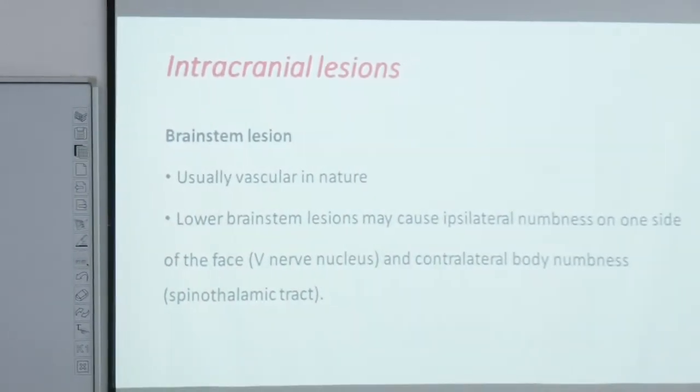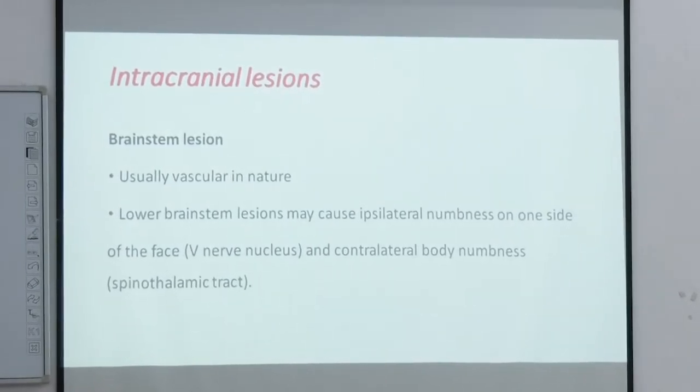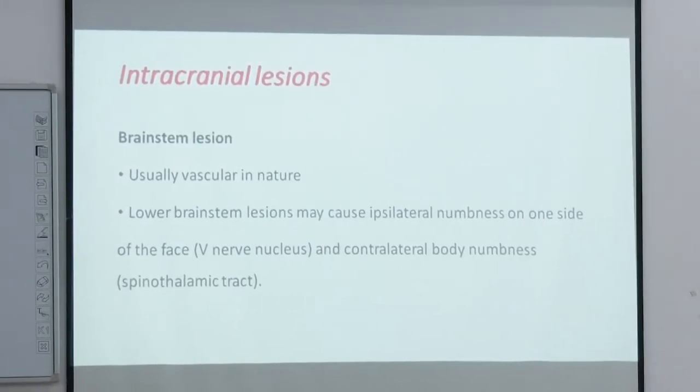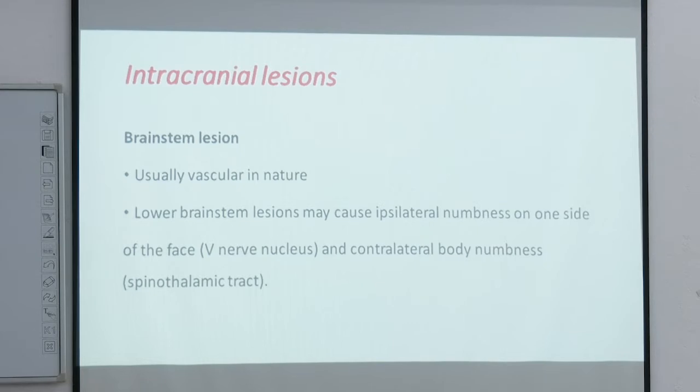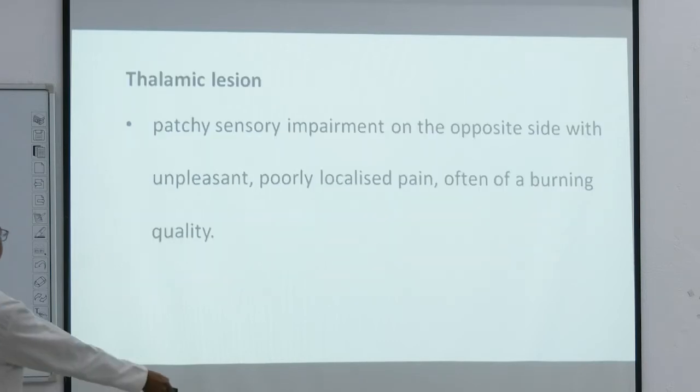Okay, now intracranial lesion. Intracranial lesions are usually vascular in nature. Okay, stroke, simply stroke, cerebrovascular accident, simply stroke. So when due to some stroke, your parietal lobe or your somatosensory cortex is involved, then the patient will lose all the sensory modalities depending on the location of the sensory cortex, right?